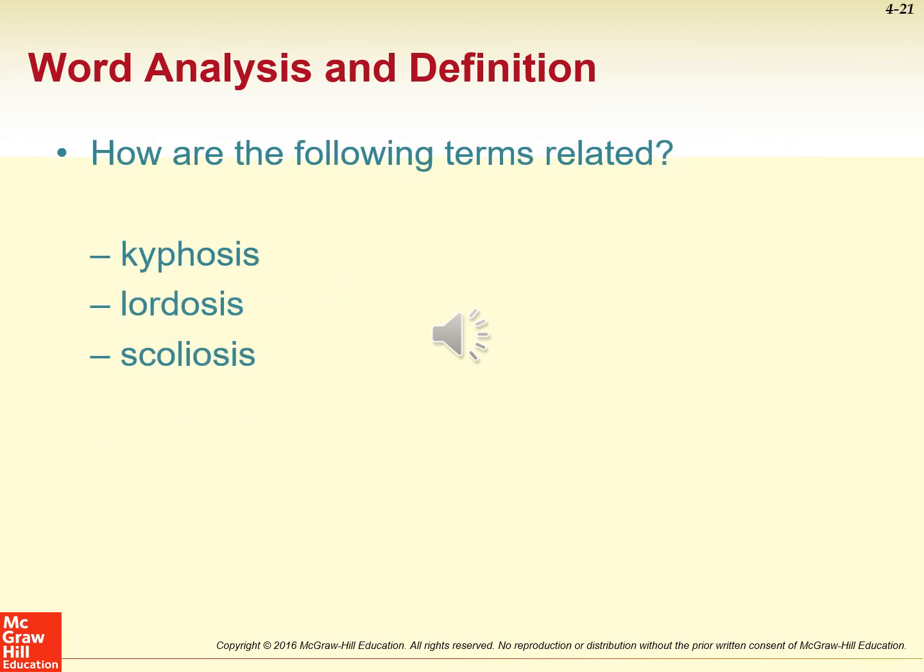Each of the following terms is related to the curvature of the spine. Kyphosis, the normal posterior curve of the spine, can be exaggerated in disease, usually in the thoracic vertebrae. Lordosis, a normal forward curvature of the lumbar spine that can be exaggerated in disease, is usually in the lumbar vertebrae. And scoliosis, an abnormal lateral curve of the spinal column, usually in the thoracic region.